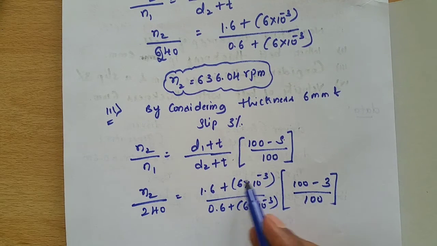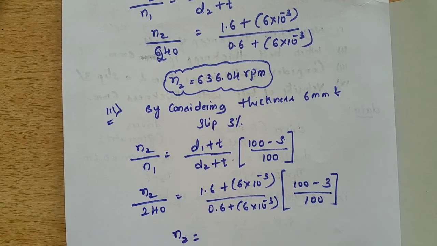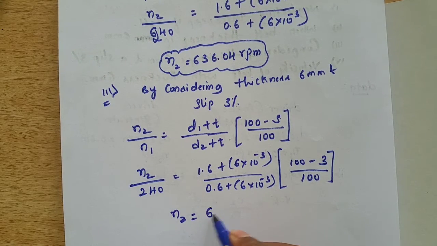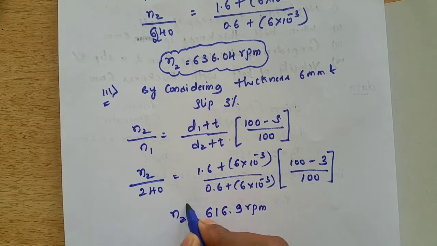So what we have to do here, we just simplify this numerator and the denominator first. We have to simplify this part, then we just multiply with this number, so that we can get at the end N2. So at the end when we simplify this, we are going to get the speed of the driven member as 616.9 rpm.